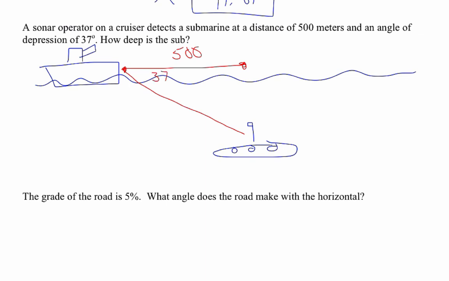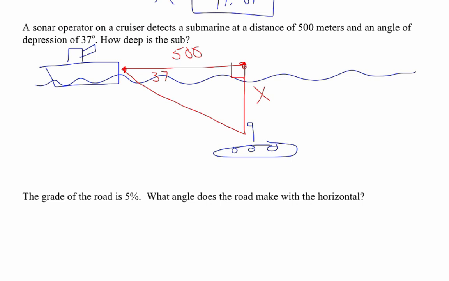And again, remember, I looked out and then I looked down at an object. That's what we're calling angle of depression. So that's where my 37 degrees go. And it's asking me how deep from the top of the water down to the sub is that submarine. So if you draw this picture, hopefully it creates for you some sort of right triangle, because we drew a horizontal and a vertical, how far and how deep.